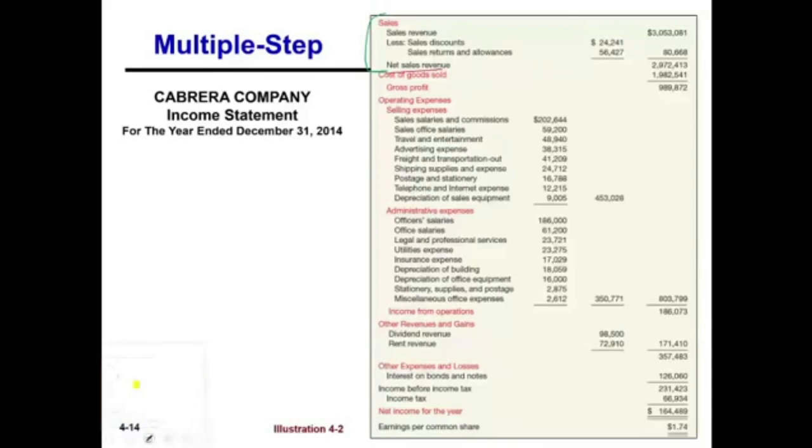Let me highlight things in yellow. How we came with net sales, which is sales $3,053,081 minus sales discount minus sales returns and allowances gives us net sales. Then from sales we'll subtract cost of goods sold.